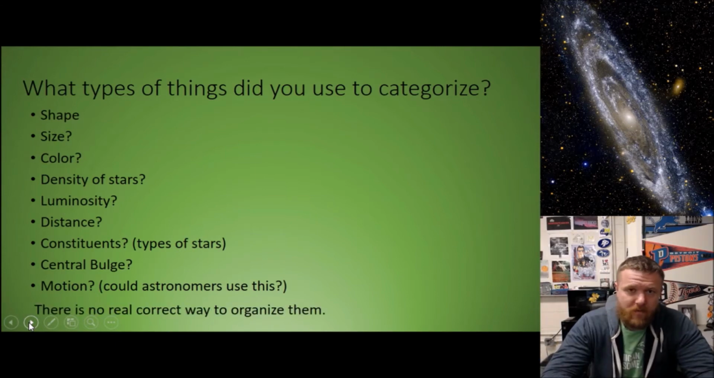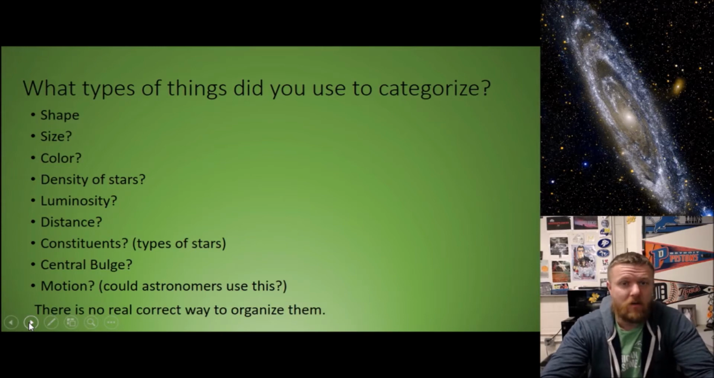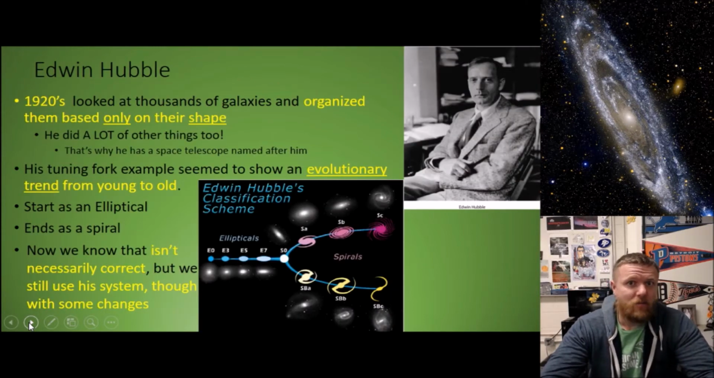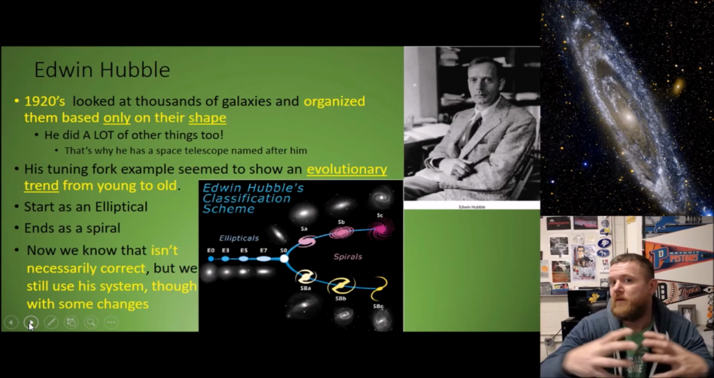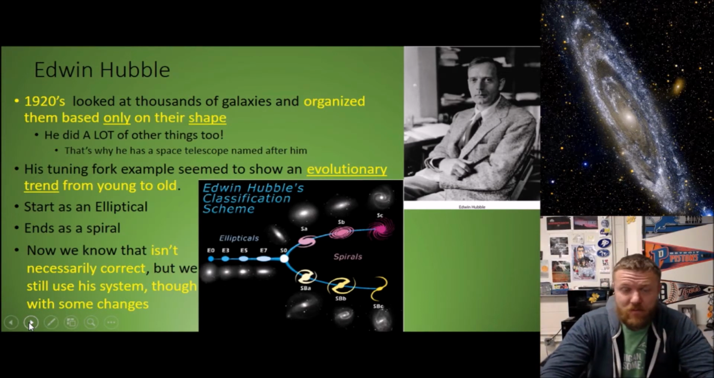In past years, when I've done this, different groups have organized them based on a bunch of different criteria, and none of them are wrong, because there are a lot of different ways to organize things. And I say that so that we can now look at how astronomers organize galaxies. It's all based on the work of Edwin Hubble, who back in the 1920s was studying galaxies. He did things other than that. In fact, he also figured out that the universe is expanding, and that's probably what he was most famous for.